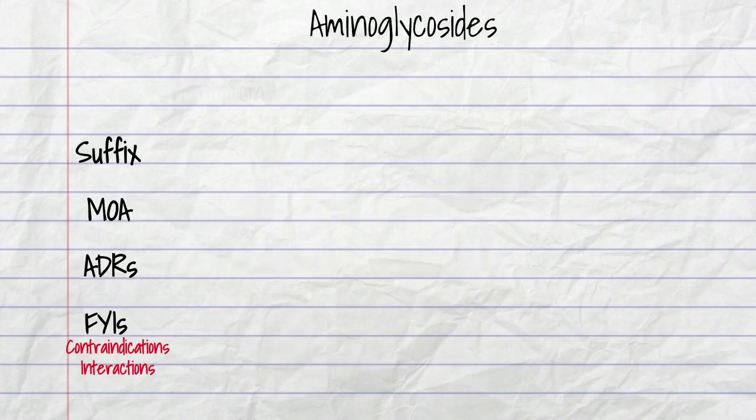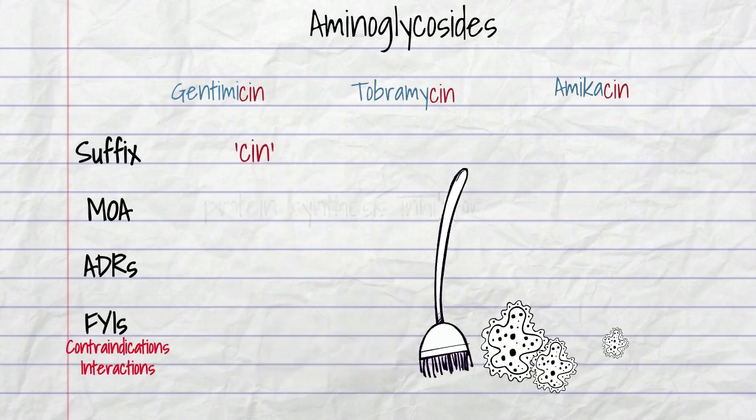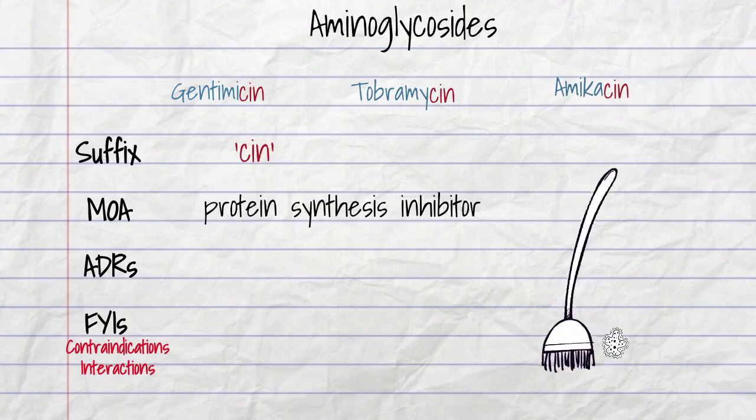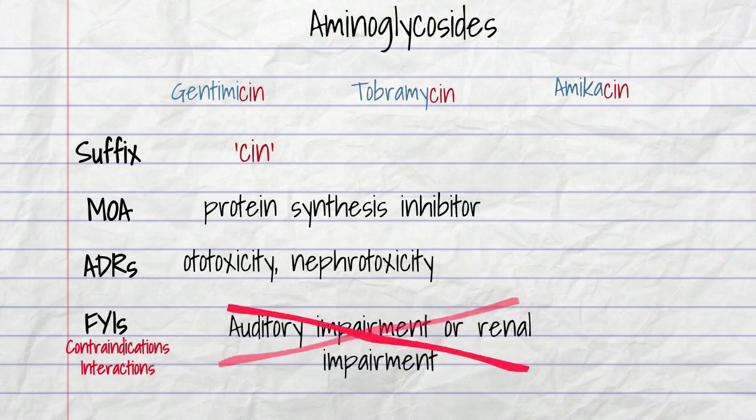Aminoglycosides include the drugs gentamicin, tobramycin, and amikacin. CIN is the common suffix among this group. Like the macrolides, aminoglycosides prevent bacterial cell replication by inhibiting protein synthesis of the bacterial cell. Hallmark adverse effects include ototoxicity and nephrotoxicity. Therefore, aminoglycosides are contraindicated in patients with auditory or renal impairments.